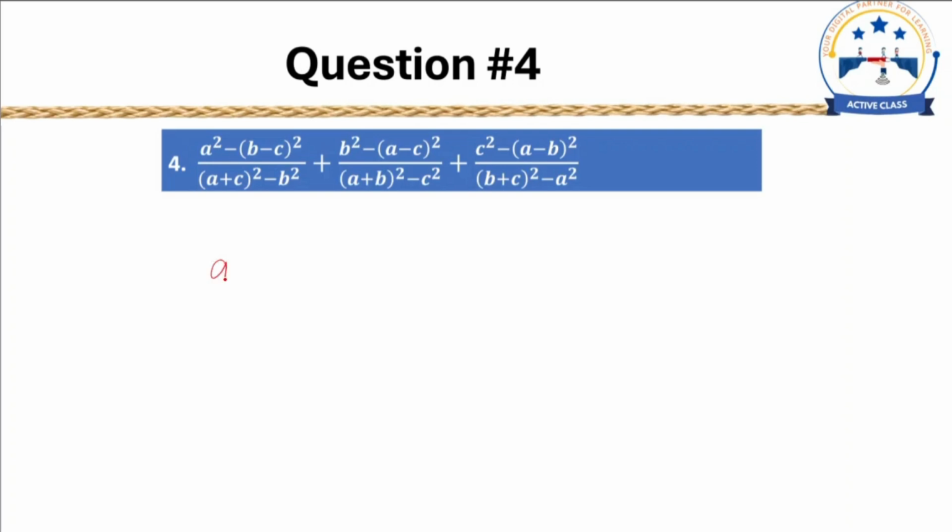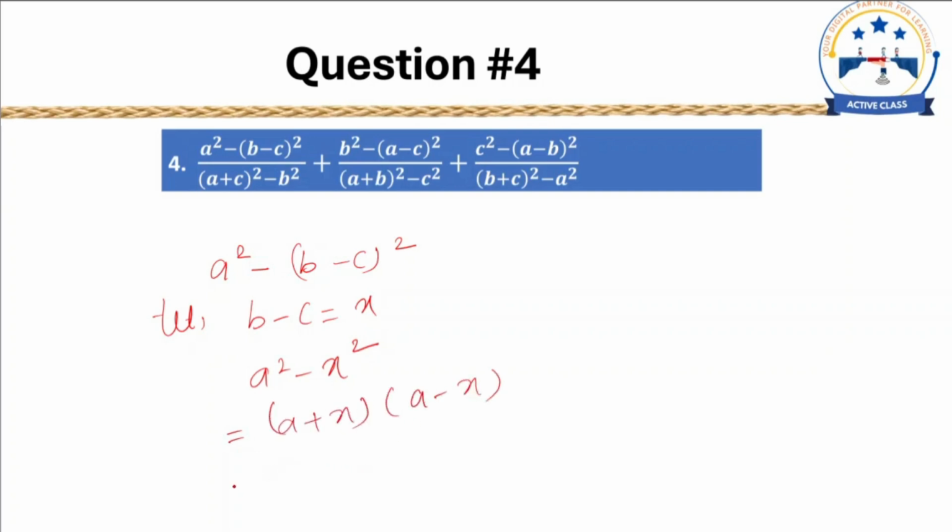In the numerator of the first fraction, we have a squared minus (b minus c) whole squared. If you are confused, then you can consider b minus c as x. Then how does this look? a squared minus x squared, isn't it? That means a squared minus b squared; it will be (a plus b)(a minus b), isn't it? But x is b minus c. So x can be replaced with b minus c, and a minus (b minus c), but this minus multiplies and becomes b plus c. This is how we expand.